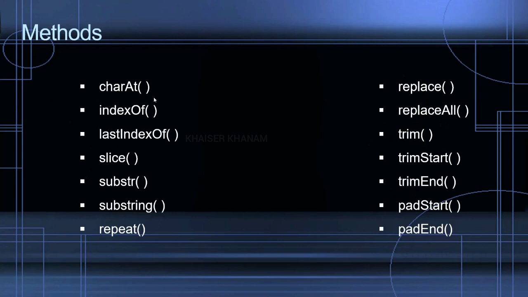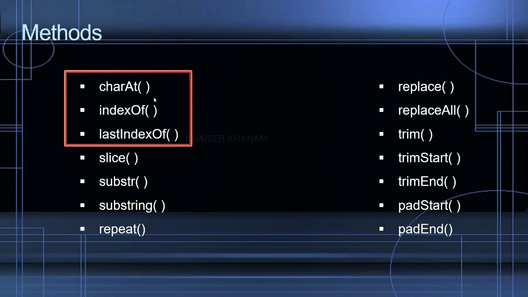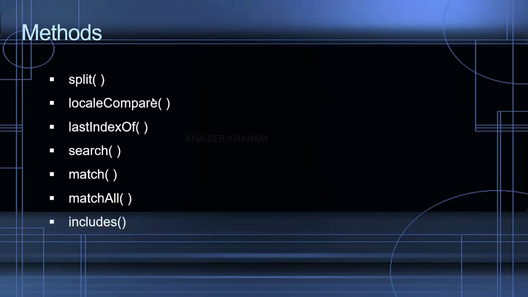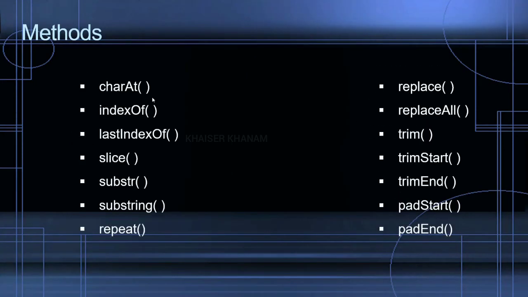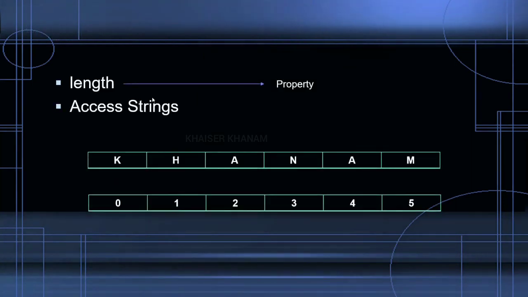First, let us see three methods. We will see charAt, indexOf, and lastIndexOf. Before starting with methods, let us understand the length property and how to access strings. Practically, we are going to see this particular thing and then we will get started with methods.